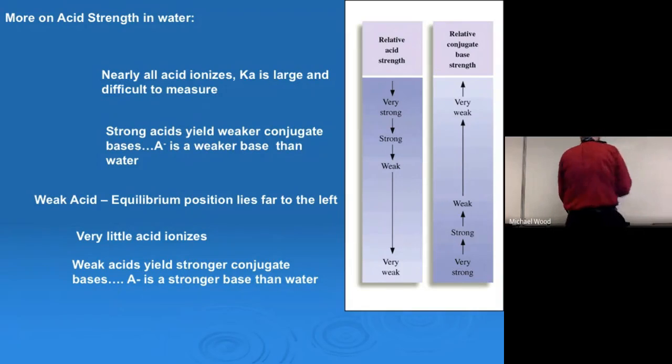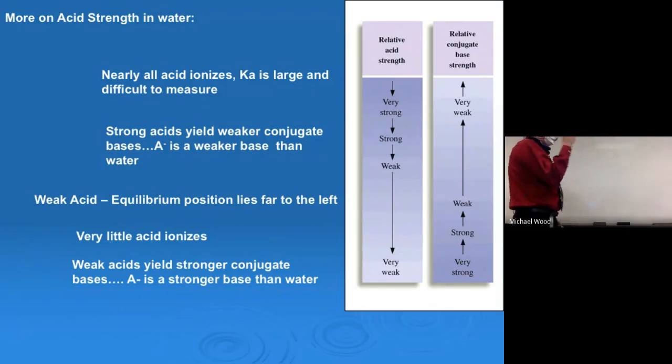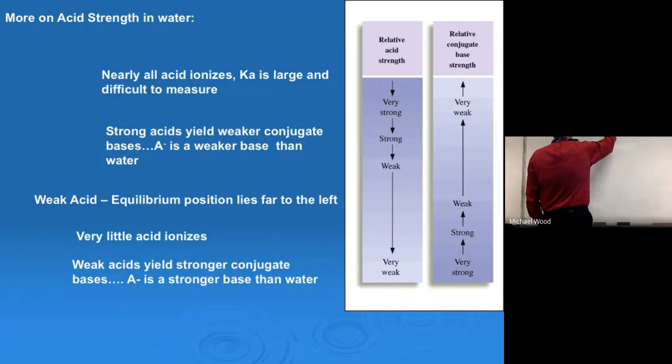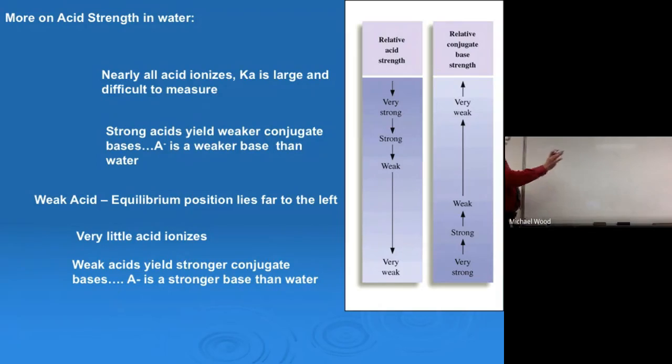But the conjugate base of a strong acid is a weaker base than water. And the conjugate base of a weak acid is a stronger base than water. So if I list out here, just to review, the strong acids and their conjugate bases. Remember, there's 6 of them. These would be weaker bases than water, which means they're not going to be able to pull on hydrogens as strongly as water. So here are the strong acids.